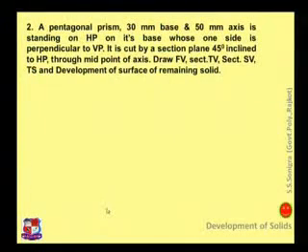Next problem about a pentagonal prism. Read the data carefully. A pentagonal prism, 30 mm base and 50 mm axis, is standing on HP on its base, whose one side is perpendicular to the vertical plane. A pentagonal prism is given. Side length is given 30 mm, height is given 50 mm, standing on HP on its base, and one side is perpendicular to the vertical plane.